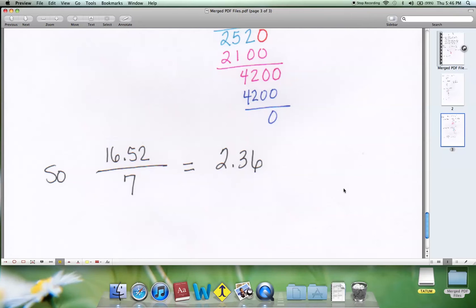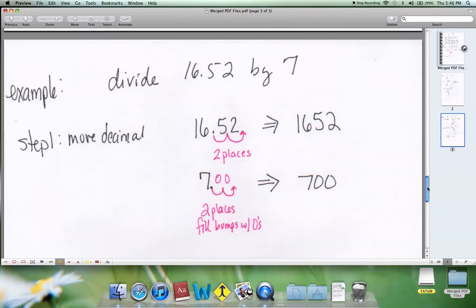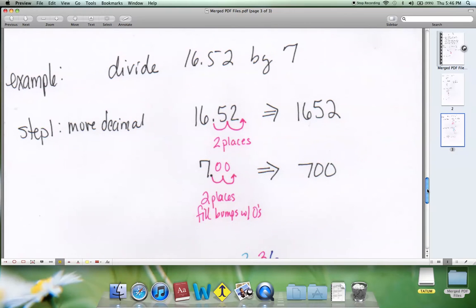For all of these, you can do a little mental check. If I look at the 7 and think to myself, okay, 7 will go into 16 at least 2 times, and so you know you're on the right track. Hopefully this helps, and remember, when you move the decimal, you move it the same number of places on both numbers. If you needed to move the decimal 2 places for one number and 3 places for another, then on both numbers you move the decimal 3 places.